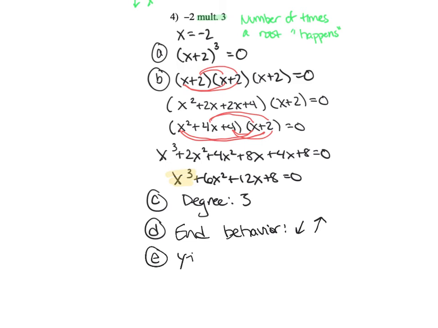And then for my y-intercept, remember you're going to write it as a point, so you're going to have your 0 first. And then we're just going to take a look at the very last number that we have without an x. In this case, it's going to be 8. So our y-intercept is 0, 8.